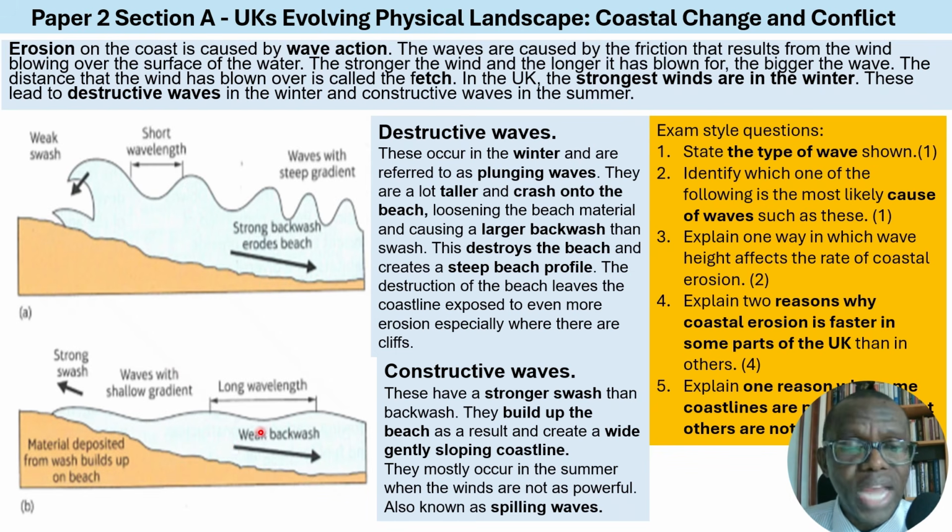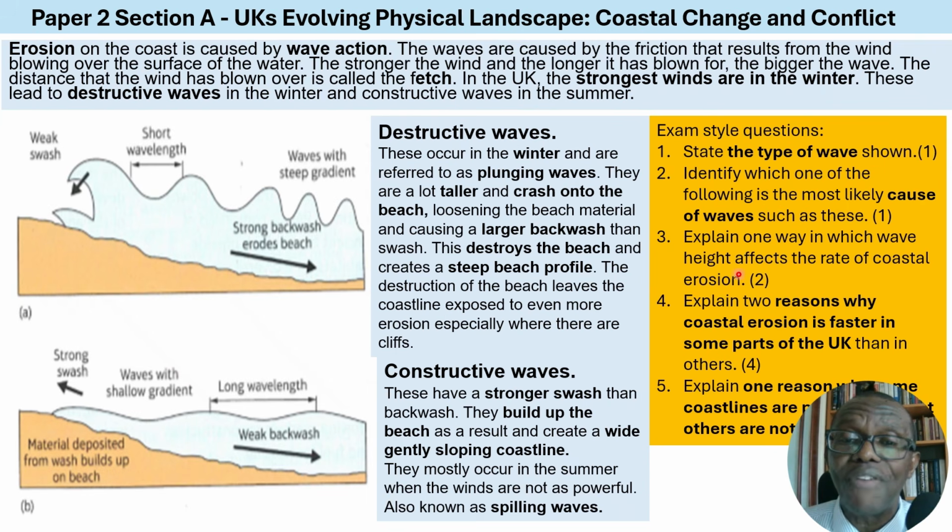Now, what kind of questions are you likely to get based on this information here? So to state the type of wave shown. Now, obviously, if you were to be given these two, you would know straight away that that's a destructive wave and that's a constructive wave. Identify which one of the following is the most likely cause of waves such as these. That would be a multiple choice question with choices that you could pick from. Now, obviously, having discussed that information, you'd be able to answer that question.